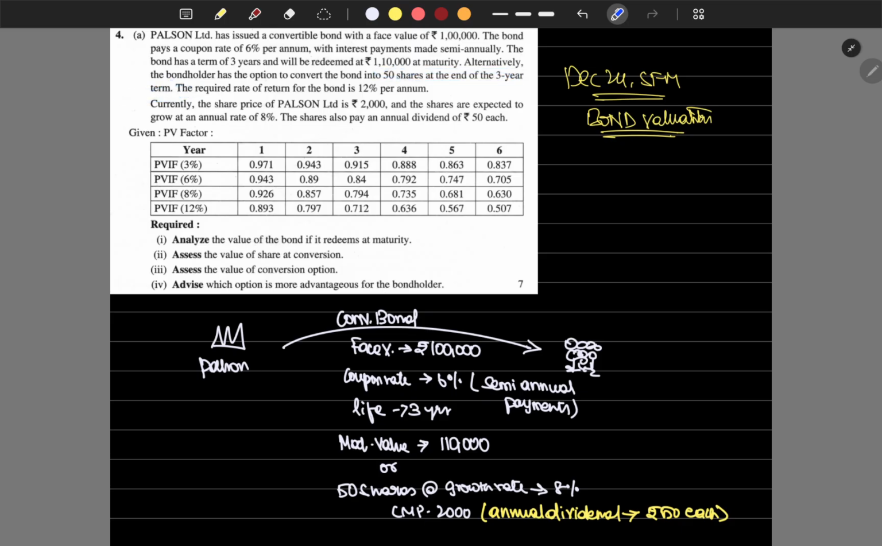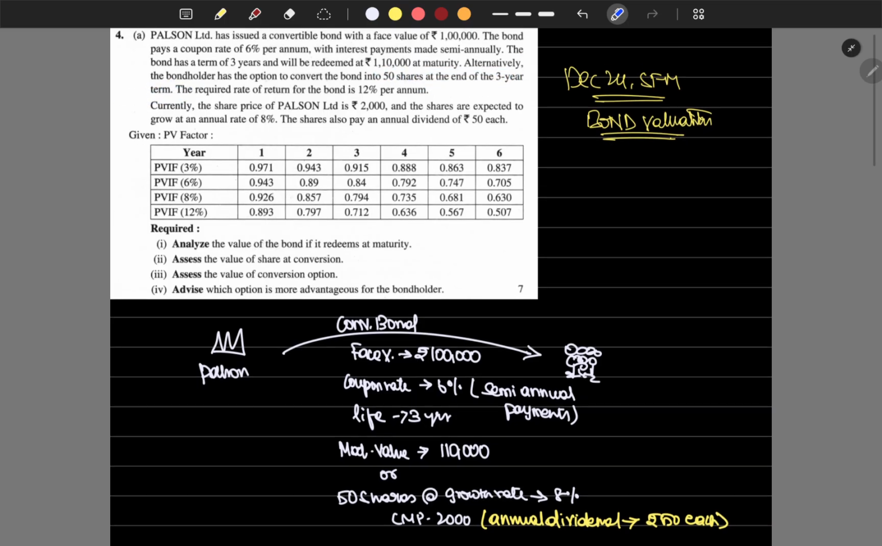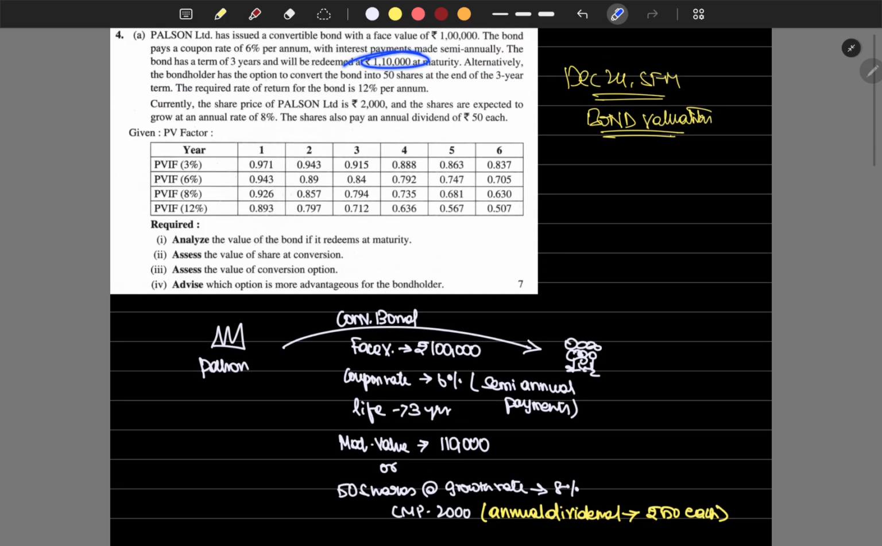He can either redeem the bond at a premium, or he can get back the shares, 50 shares. The required rate of return is 12% per annum. Sorry, not Paulson Limited's, it is the actual market IRR, that is 12% per annum.